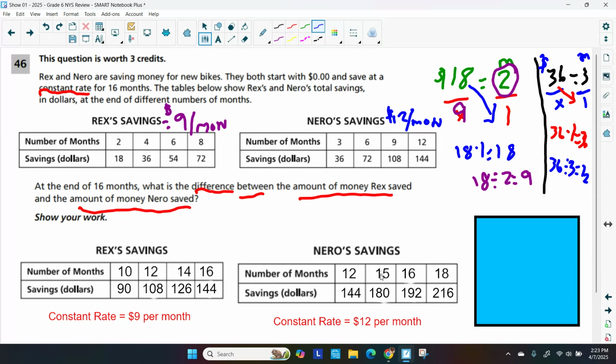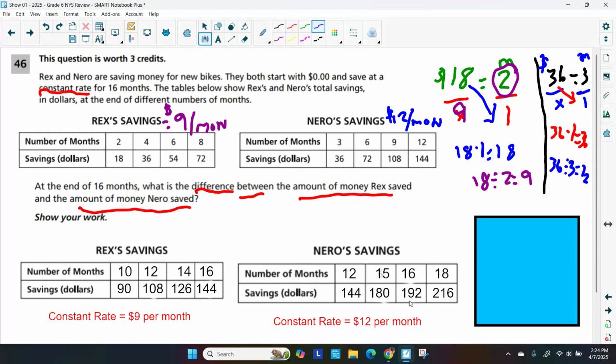Well, no problem. Count by threes. 15 plus 3 is 18, and every 3 months would be $36. So $180 plus $36 is $216. So you know you're right. So it's good to find the unit rate or constant rate per month. So we're finished, right, Dr. Rob?